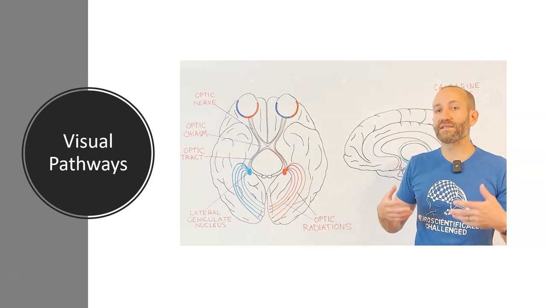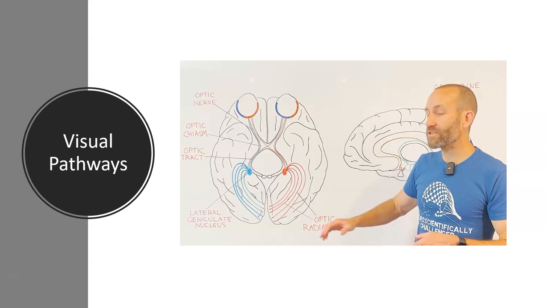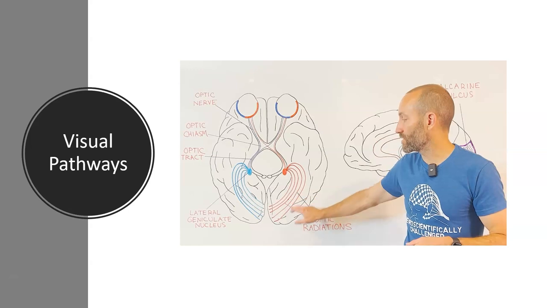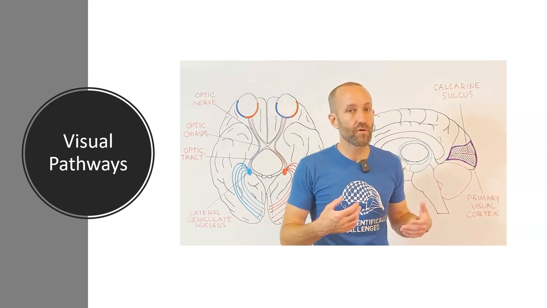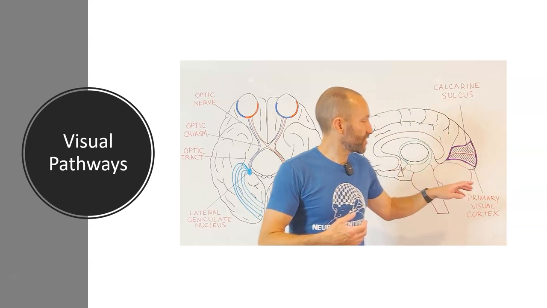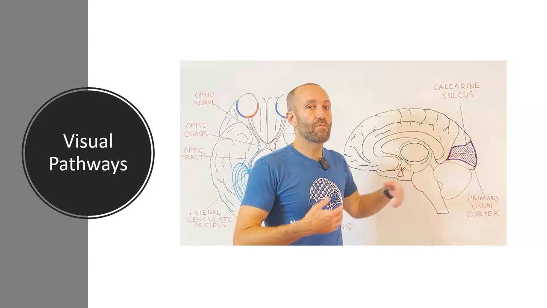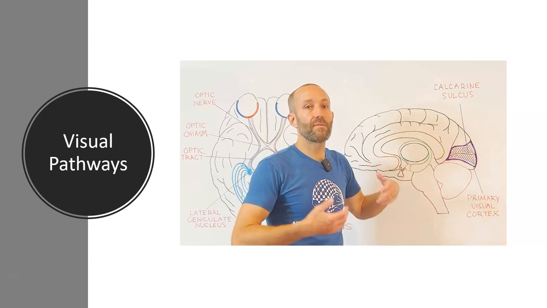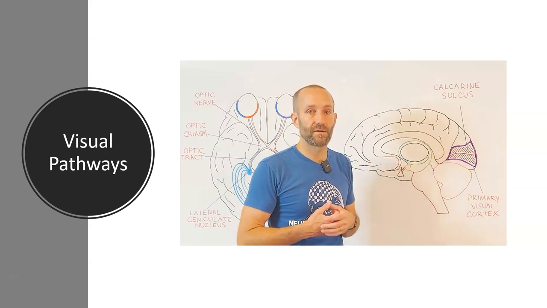Here, the optic tracts synapse on neurons that leave the lateral geniculate nucleus and extend toward the back of the brain as bundles of fibers called the optic radiations. The optic radiations travel back to a region of cortex that surrounds a fissure called the calcarine sulcus. This small area of cortex that surrounds this calcarine sulcus is called the primary visual cortex, or V1. It's represented by this striped area here.